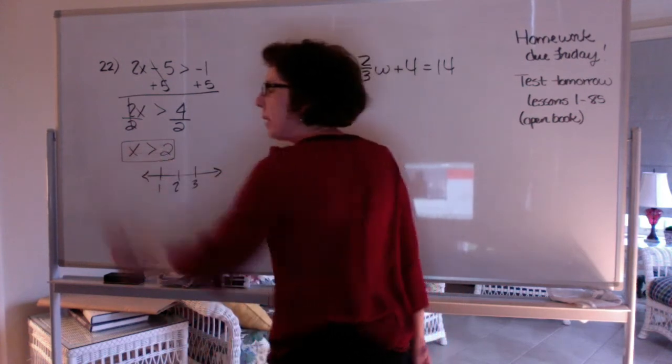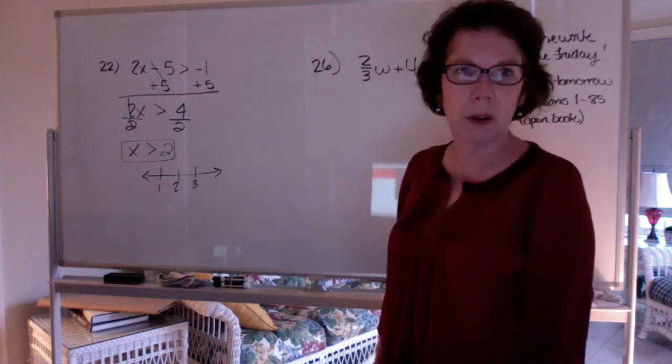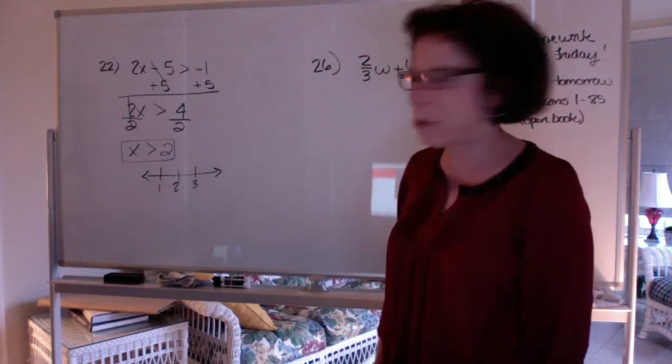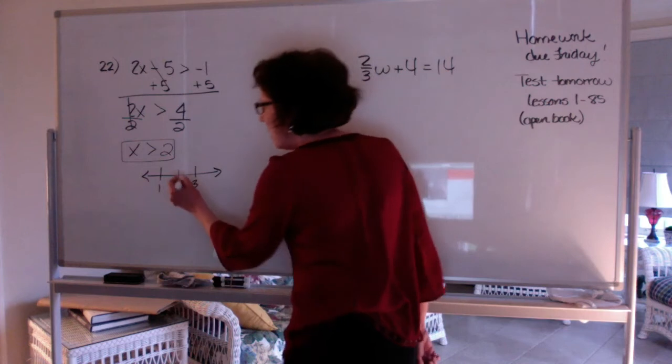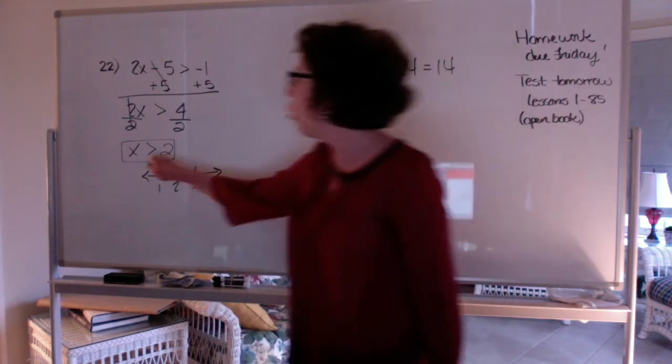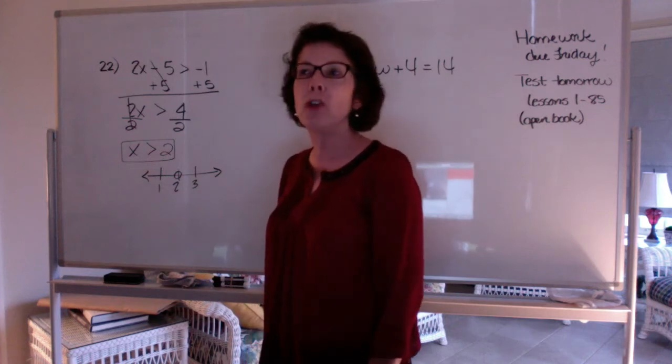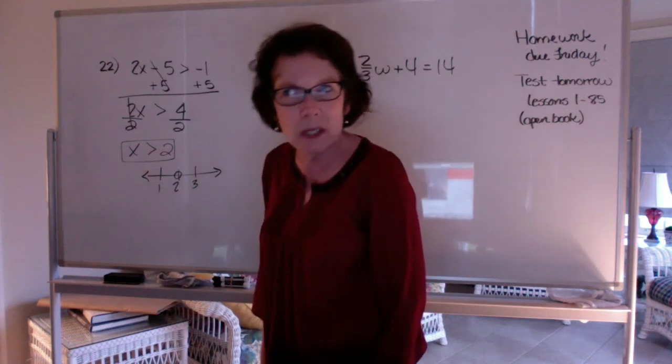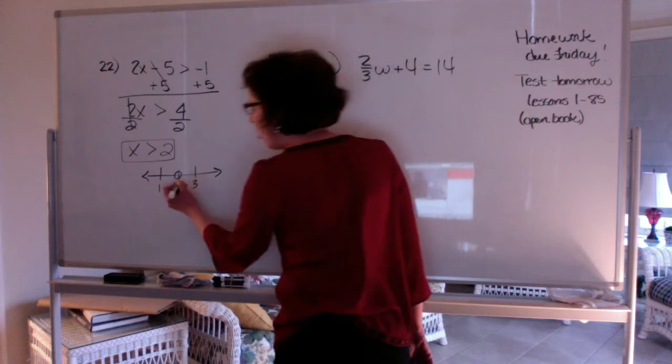This time, do we have an open or a closed circle? We have an open circle. It's not equal to 2. So I'm going to put an open circle there, but it's everything greater than 2. It could be 2.1 or 2.000001, but it's anything greater than 2.